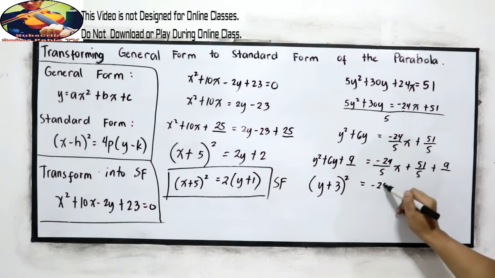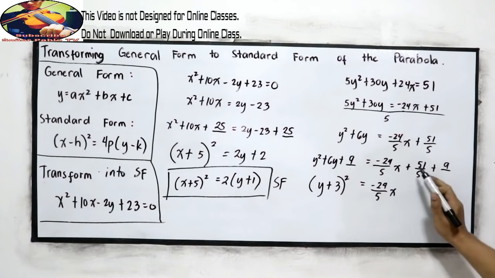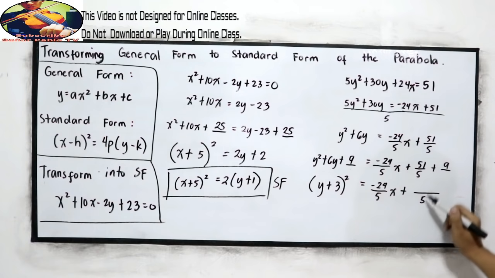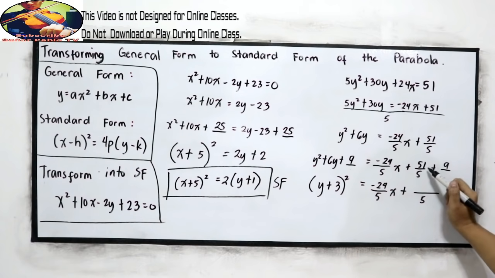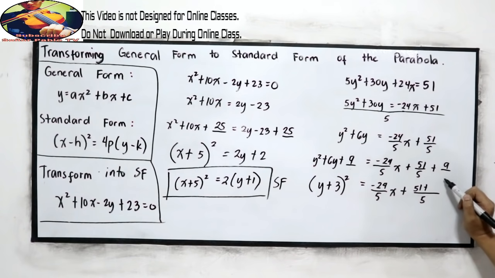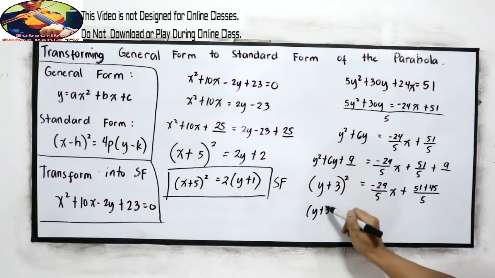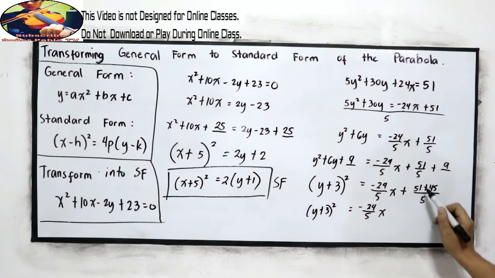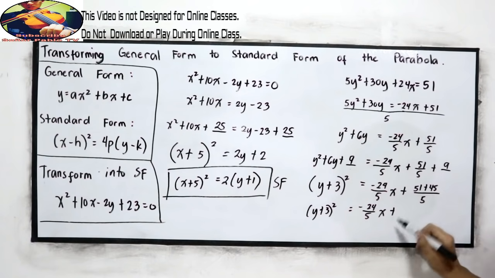combine negative 24 over 5x. Let's combine. LCD is 5. 5 divided by 5, that is 1 times 51, so 51. Plus 5 divided by 1, that is 5 times 9, 45. Now we have y plus 3 squared is equal to negative 24 over 5x. Add, so 51 plus 45, that is 96 over 5.